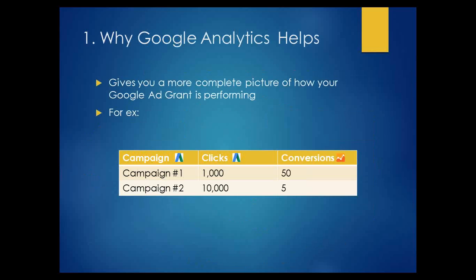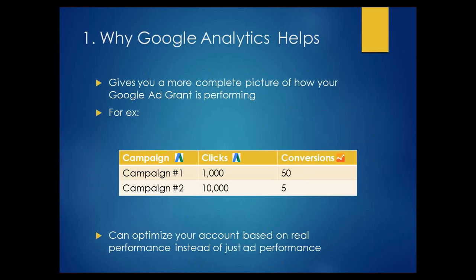So even though campaign 2 is performing better from an ad campaign perspective, in terms of real impact, campaign number 1 is actually doing much better. So what you can do at this point is you can optimize your AdWords account based on real performance and real impact instead of just the ad performance. And that's why Analytics and AdWords together is so crucial. So those two systems are incredibly important.